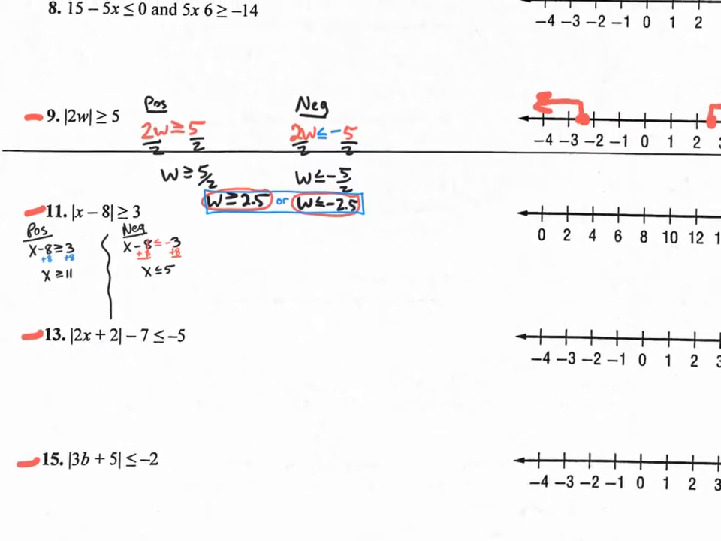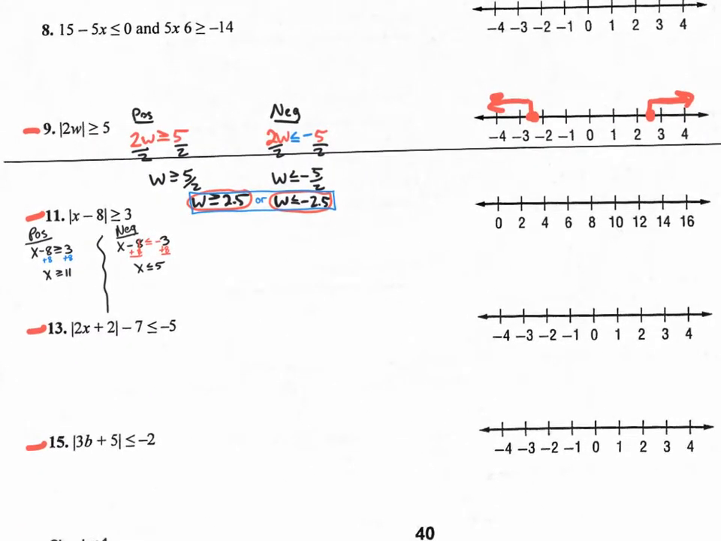So it's solid dot on both 5 and 11. That didn't work out that great. There is no 5 or 11. So a solid dot at 5, that'd be between the 4 and the 6, and a solid dot at 11.